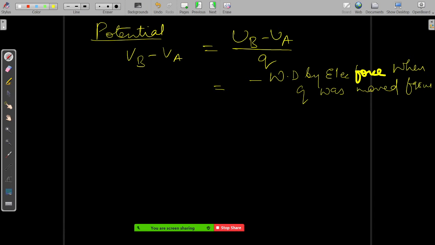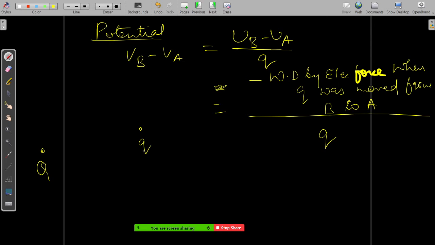From B to A. So this is what potential energy means, divided by your charge. Now let's say there is a charge Q and there is another charge small q.